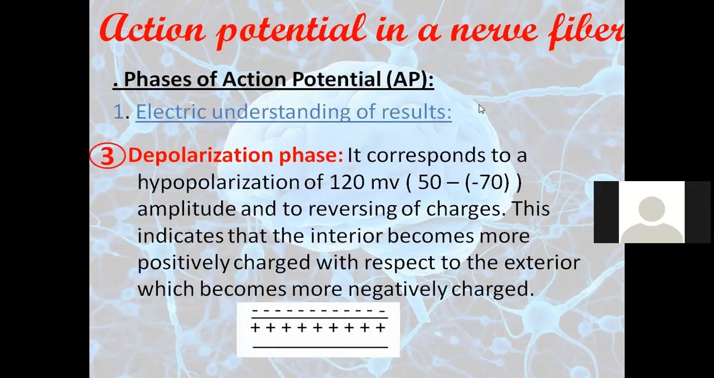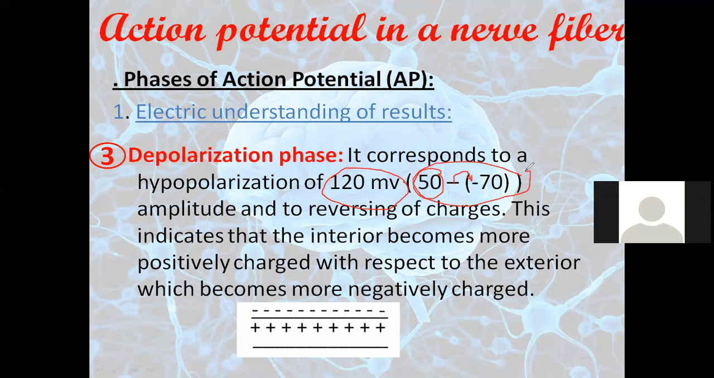Phases of the action potential. Depolarization: we move toward the positive. It corresponds to the change of 120 millivolt. So we have plus 50 and minus 70, minus times minus, so it's a plus 120, as Ali Hariri said before. And there is a reversing of the charges; they were negative and become positive.